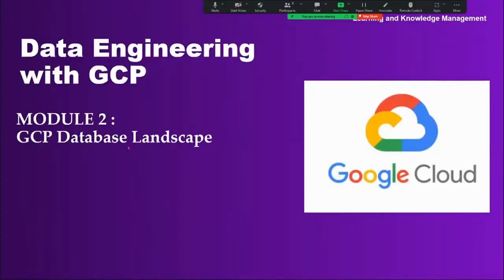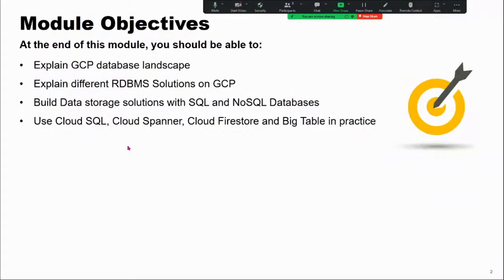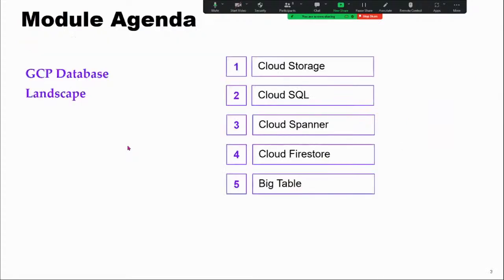So in the GCP database landscape, this is the agenda, guys. We are going to explain all the GCP databases landscape and the differences between RDBMS as well as NoSQL databases. And in this one, we're going to look at Cloud SQL, Cloud Spanner, and Bigtable. Okay, so these are the things.